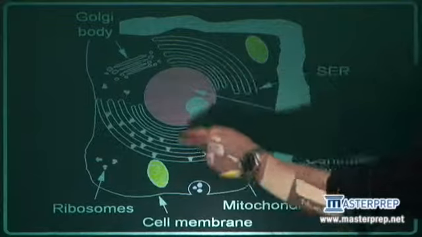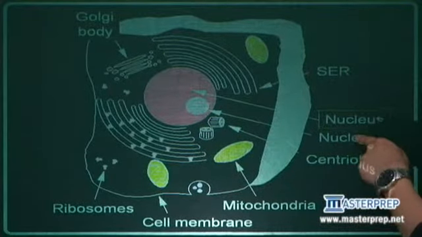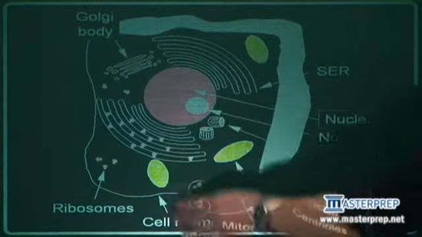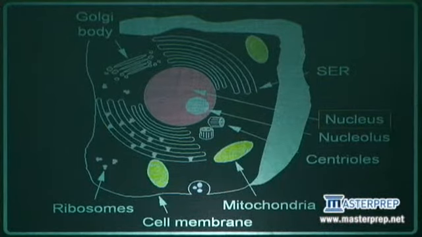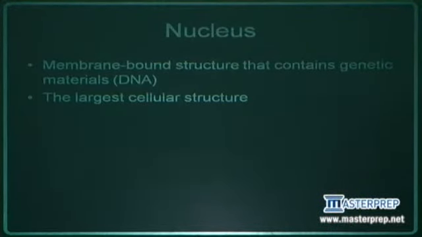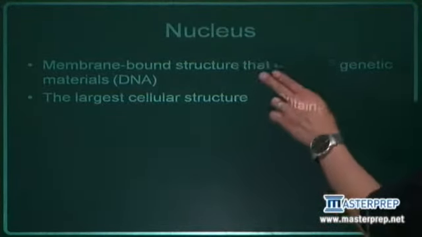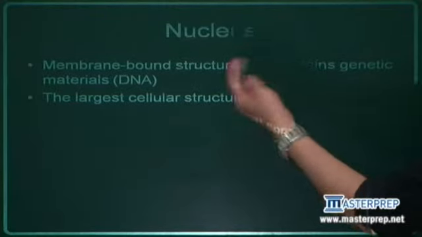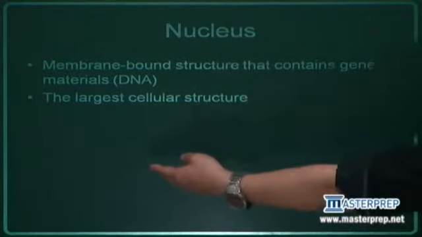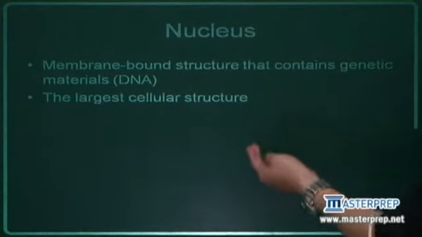Here you see the nucleus. So this is the nucleus and all the other various organelles. Okay, nucleus is the actual place where genetic materials or DNA is contained, and it's the largest or the densest structure of all.